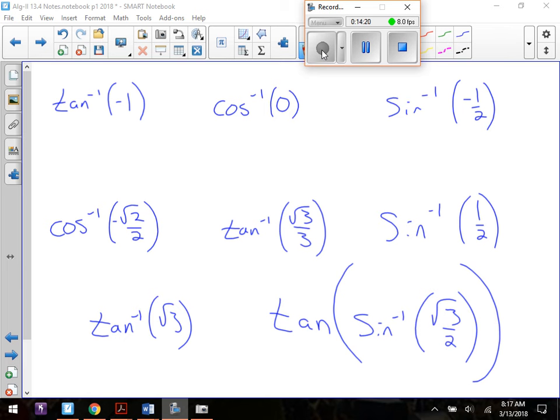Because it drops over to the second quadrant, you've got your 45-degree reference angle over there, and you get 135, or would you say 3 pi over 4? Yeah. Root 3 over 3, 30 degrees, very good.